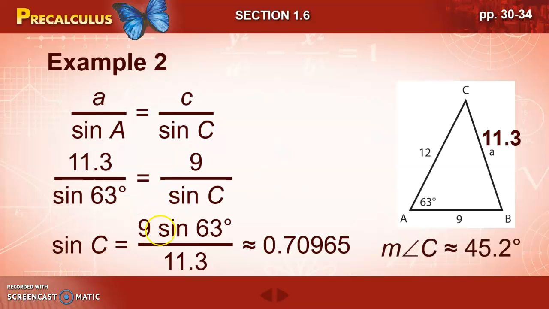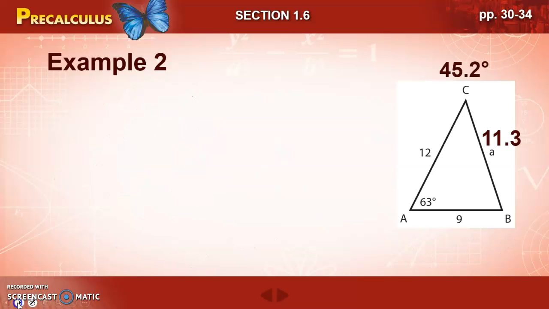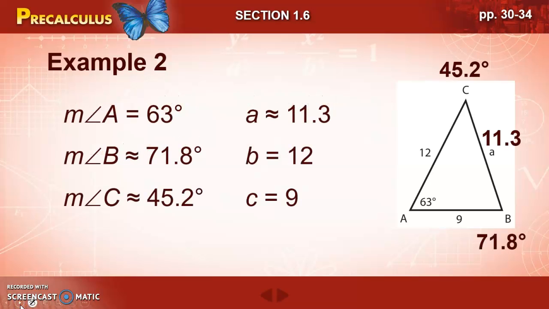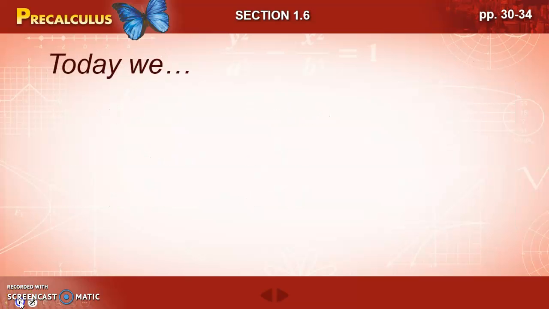Using that inverse sine function, we're given the ratio, and now we want to turn this back into an angle measure, so we're going to use that button right there to find out that the measure of angle C is approximately 45.2 degrees. And to find that last angle, let's just use what we know about triangles to figure out that the measure of angle B is approximately 71.8 degrees. We now know all three angles and all three sides. This triangle has been solved.